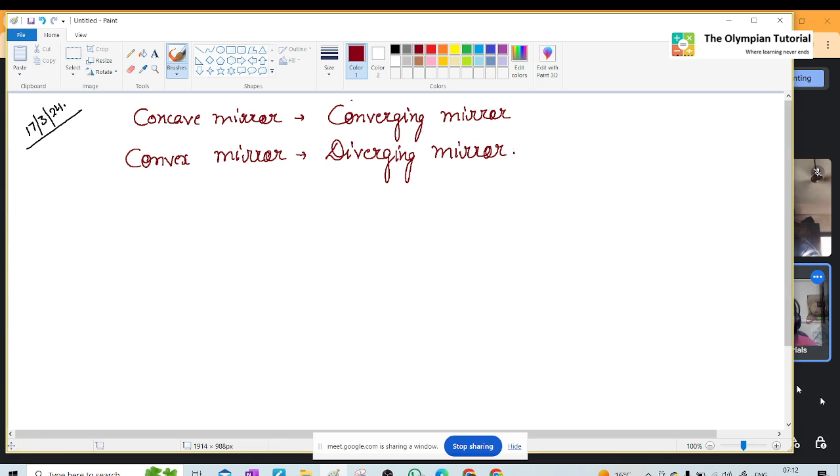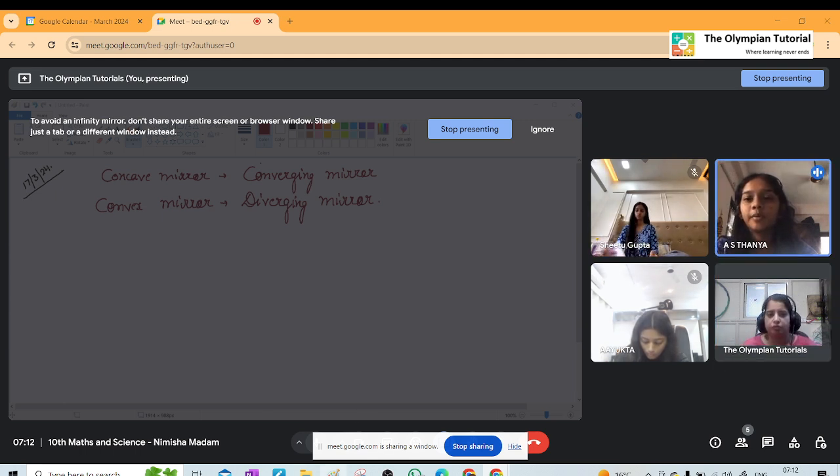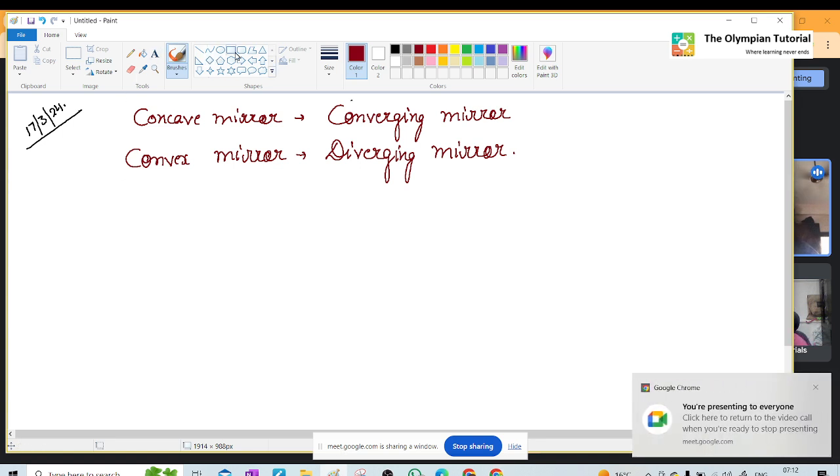Tanya, show me your notes. Last topic, what have we done? I think we prepared the diagram for basic terms related to concave mirror. Convex mirror we didn't prepare, ma'am. We discussed the center of curvature, the pole, focal length and radius. Okay, so now prepare a diagram for convex mirror.